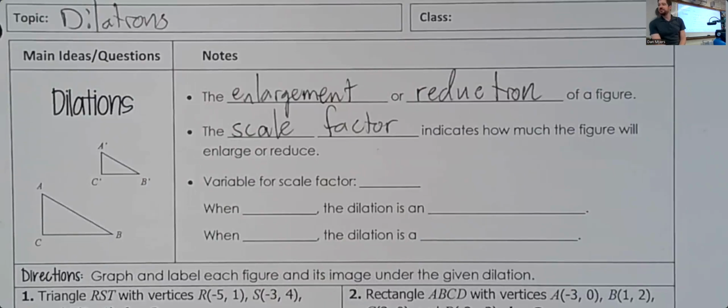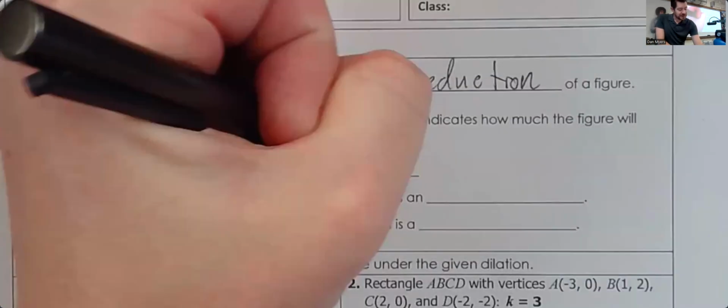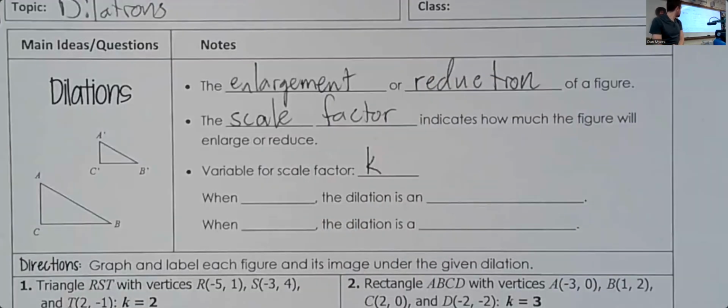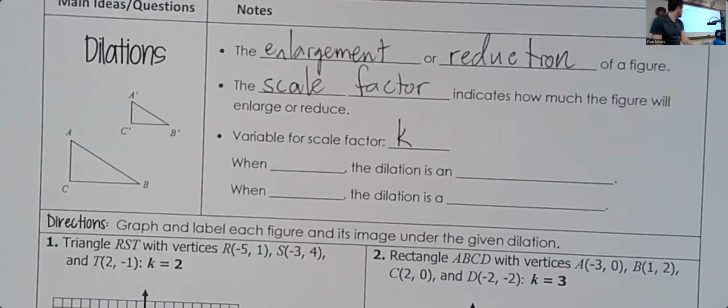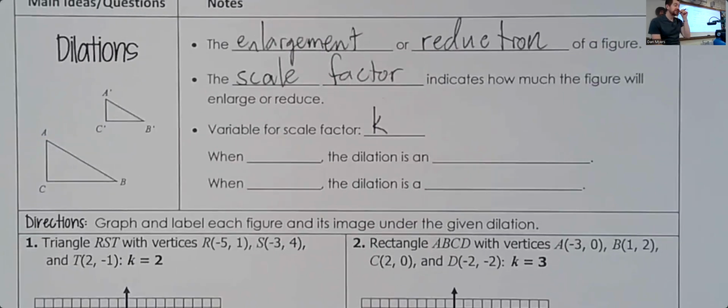The scale factor is represented by a variable, and we use the variable k. Lowercase k is what we use for scale factor. So when you're describing the scale factor of something, if it gets twice as large, you would say k equals 2. If it becomes 1/4 the original size, you would say k equals 1/4. So that's what we're talking about there.